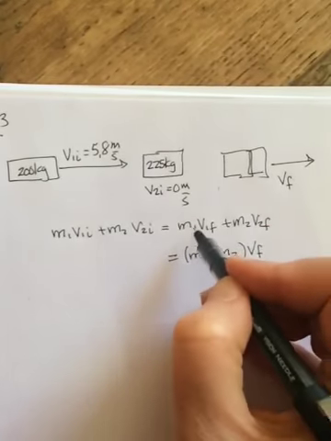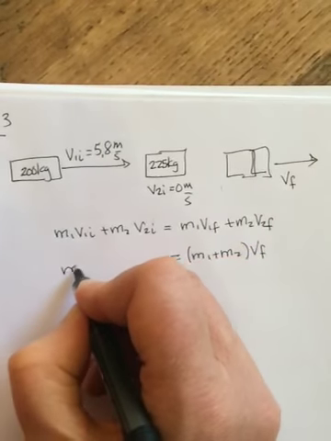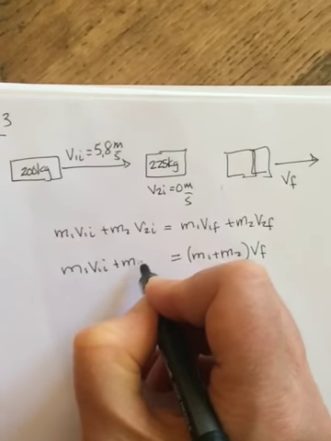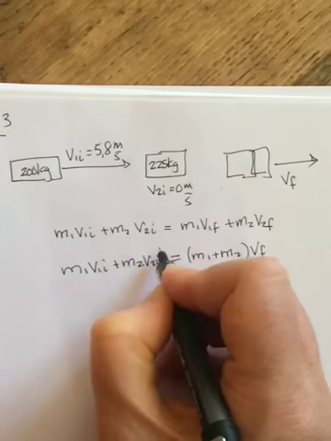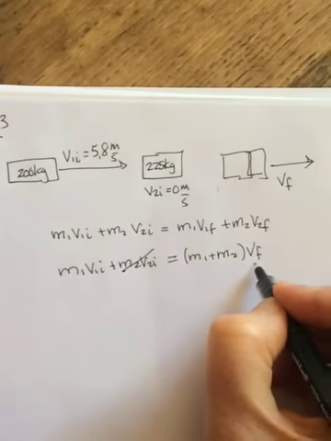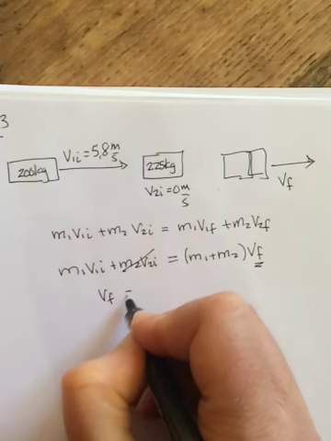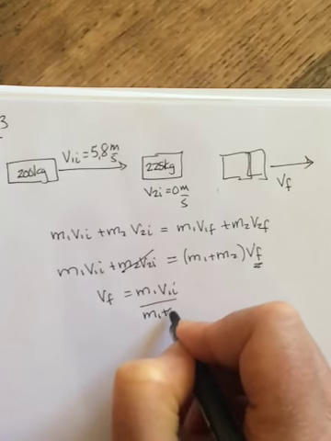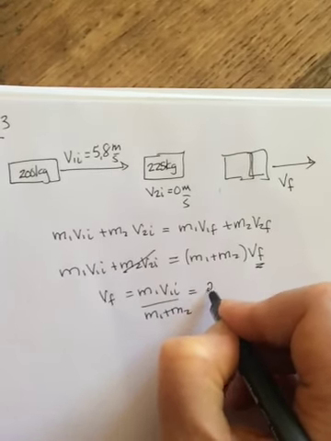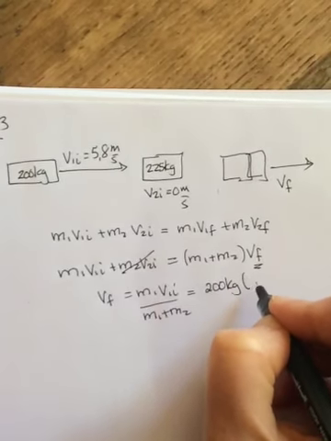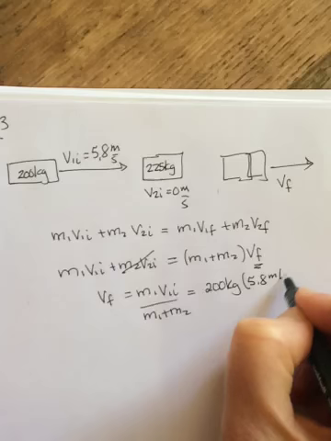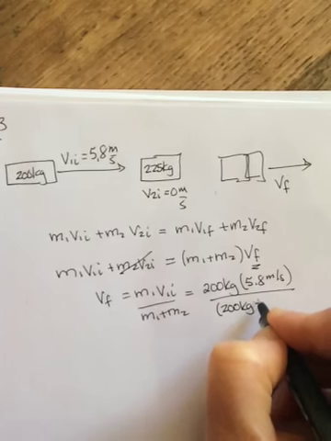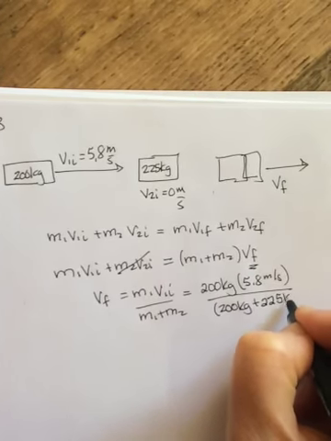If we multiply this vf in, we get back this top line. So we've just factored the vf out because we know it's the same. And on this side, nothing changes. Oh, actually, something does change because this term that I'm writing down goes to 0. It's stationary. So I'm looking for my VF, and all I need to do is divide by my brackets. M1 V1 initial divided by M1 plus M2. So M1 was 200 kilograms, and V1 initial was 5.8 meters per second, and then M1 200 kilograms plus M2 225 kilograms.